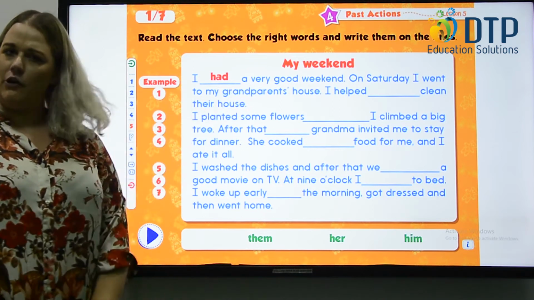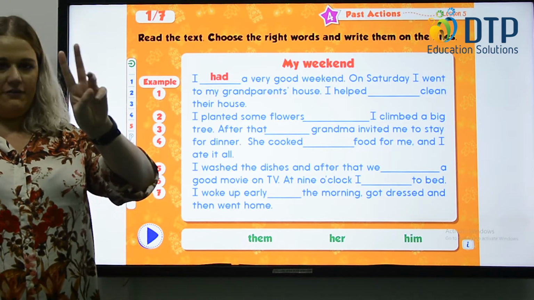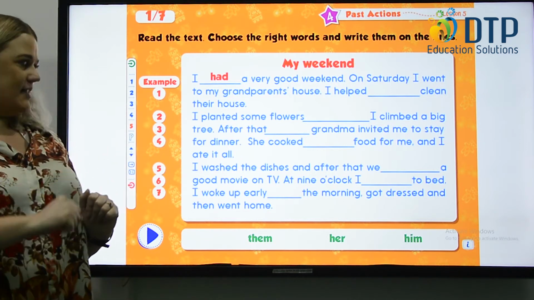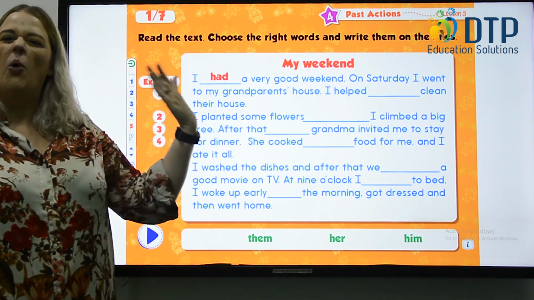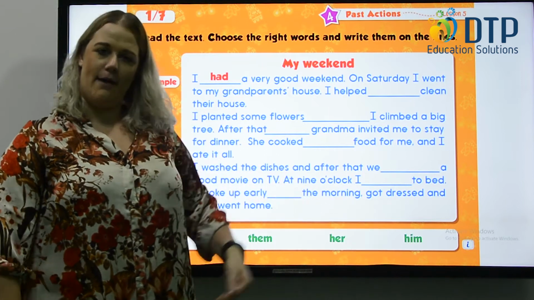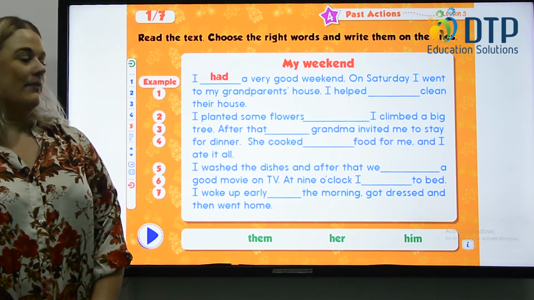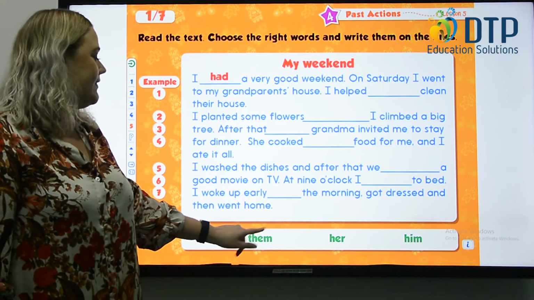Grandparents. How many grandparents do we have normally? Well, we might have two grandparents or four grandparents. We're talking about more than one. Then, her or him. I helped them, more than one. I helped them clean their house.